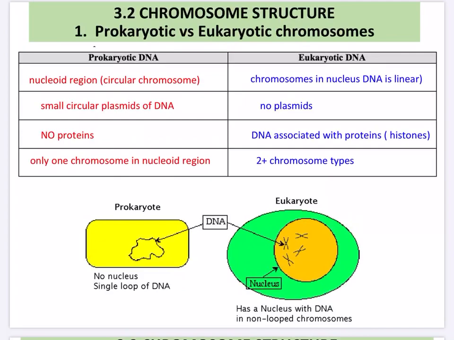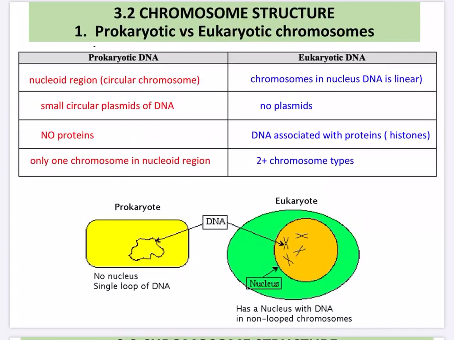So, chromosome structure. Remember, prokaryotic and eukaryotic chromosomes exist differently. Prokaryotes have a nucleoid region, whereas in eukaryotes, all the chromosomes are located in the nucleus. Prokaryotes have small circular plasmids of DNA, and eukaryotes do not have plasmids.